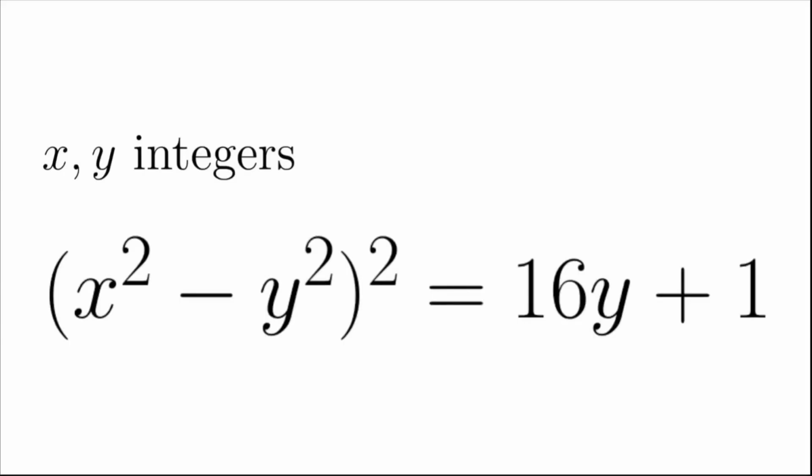In this video, we are going to find all integers x and y such that (x squared minus y squared) all squared equals 16y plus 1.